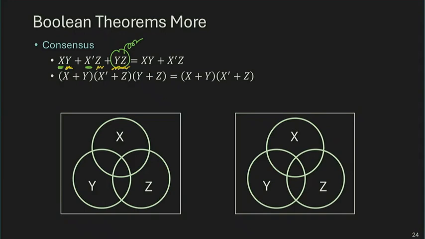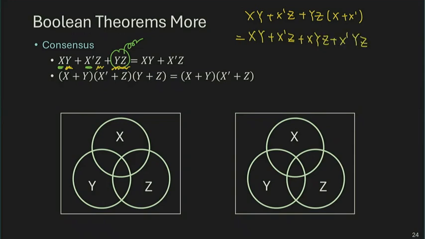So you can prove this using Boolean axioms and theorems pretty easily, right? So I can say, well, xy plus x prime z plus yz is the same as, well, yz, you can multiply this by x plus x prime. Right? And that allows you, when you apply distributivity, to create two additional terms: xy plus x prime z plus xyz plus x prime yz. And now, if you look at this xy, compare it with over here, you can apply identity absorption.